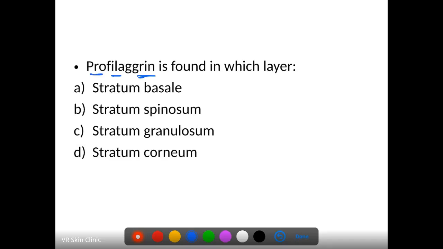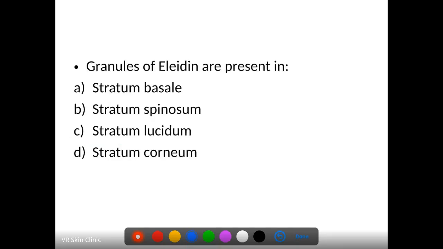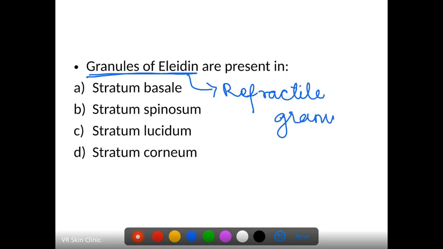Profilaggrin, which helps in filament aggregation. We have this substance or granules in stratum granulosum. Granules of Eleidin, which are refractile granules. Where did we see these granules? It is in stratum lucidum.